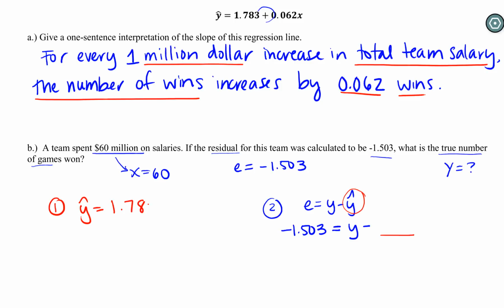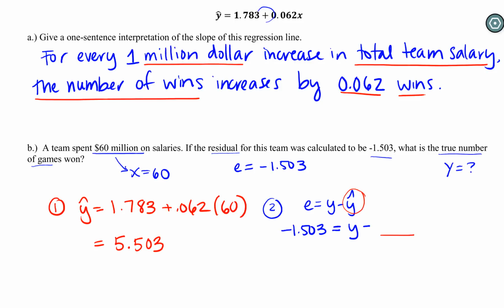So 1.783 plus 0.062 times that 60. I just need to type that into my calculator and see what the heck our predicted value is. And according to my calculator, I would have predicted this team to have won 5.503 of their regular season games, which seems like a very sad return on investment for $60 million.